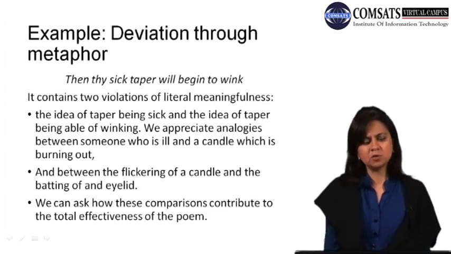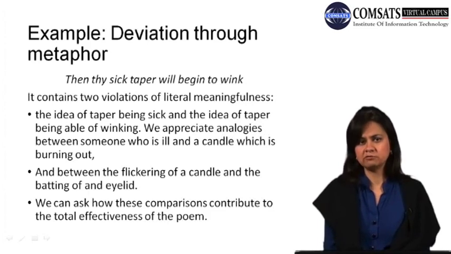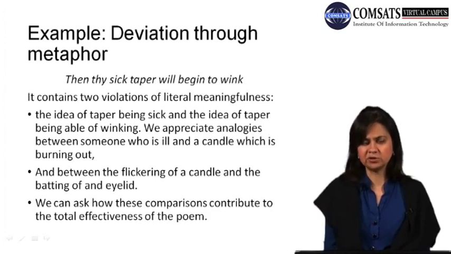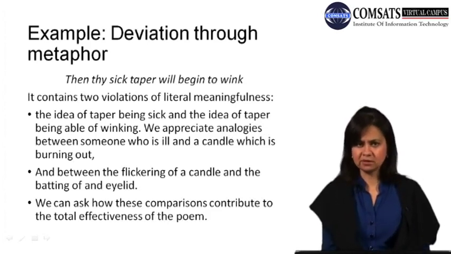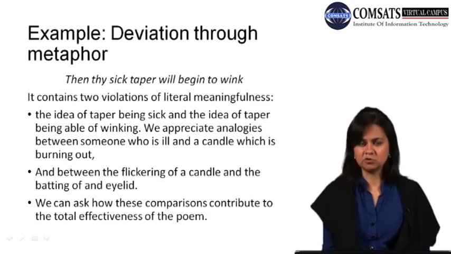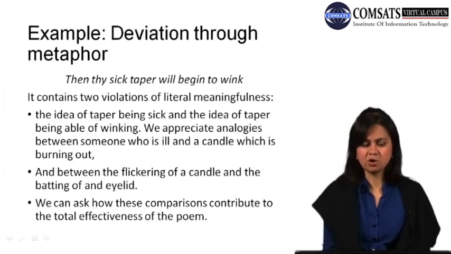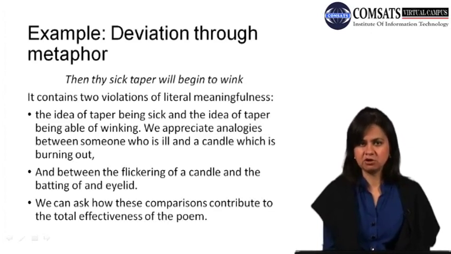Now, with the same idea, observe this example, that is the example of deviation with the help of metaphor. Now this line, "Then thy sick taper will begin to wink." It's taken from a poem. It says that sick taper will begin to wink. Now taper is the candle, and winking is something we associate with the beating of the eyelid. So if you're moving your eyelids, it is winking. But can a taper wink? Not really. A candle is not an eye. A candle is not a human or an animal that would wink, or would have the ability to move the eyes. So we find it a deviation, that how can a candle become sick at the same time and would have the capacity or ability of winking.